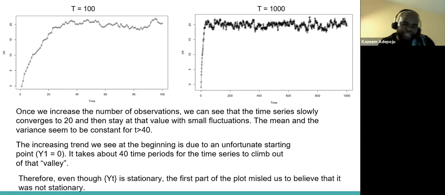Therefore, even though Yt is stationary, the first part of the plot misled us to believe that it was not stationary. Okay, so when you take a look at the first part of the plot, it's looking as if it's actually going to be going up. Things are not going to be stable. But in the end, by the time we investigate further, we realize that stationarity was still achieved. Okay, so the question is, how many time periods are we required to attain stationarity?